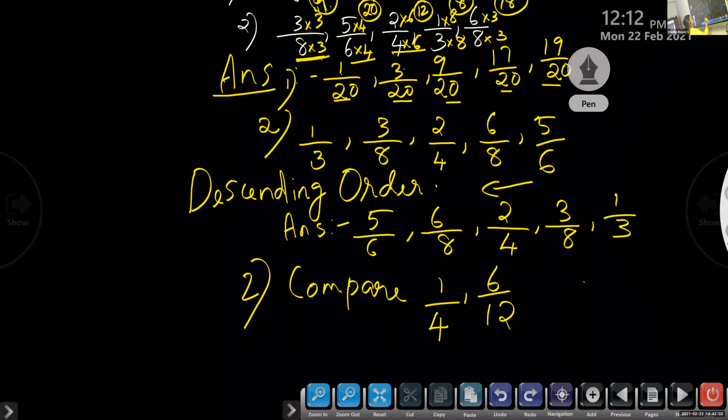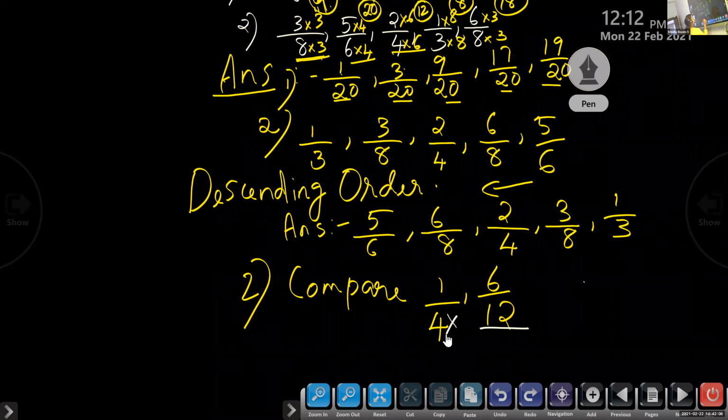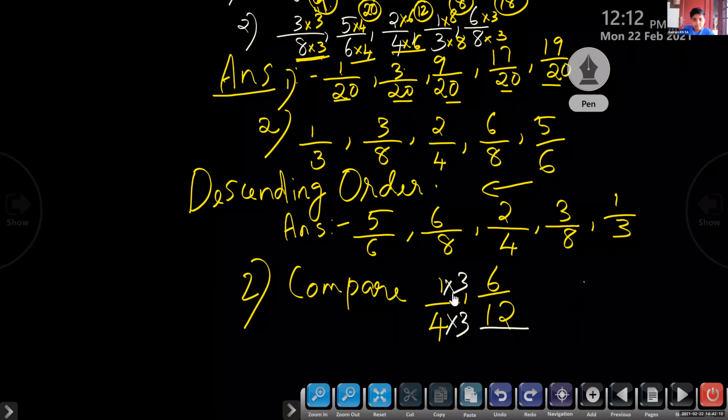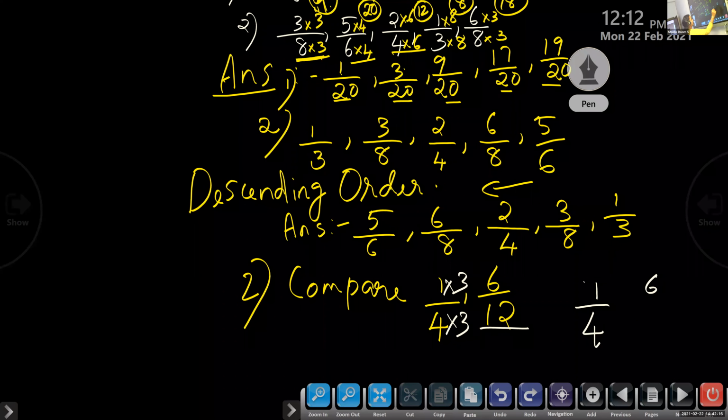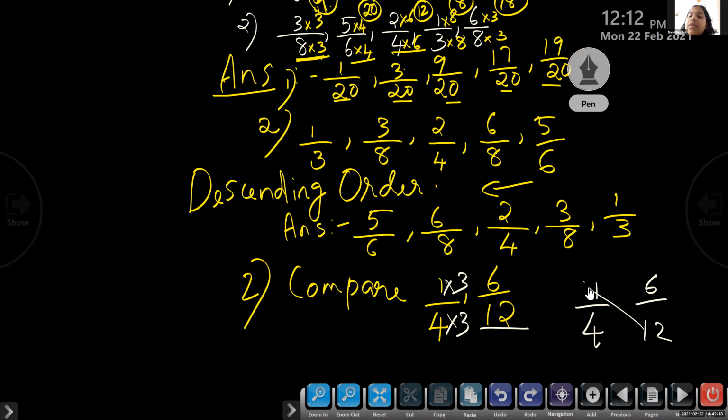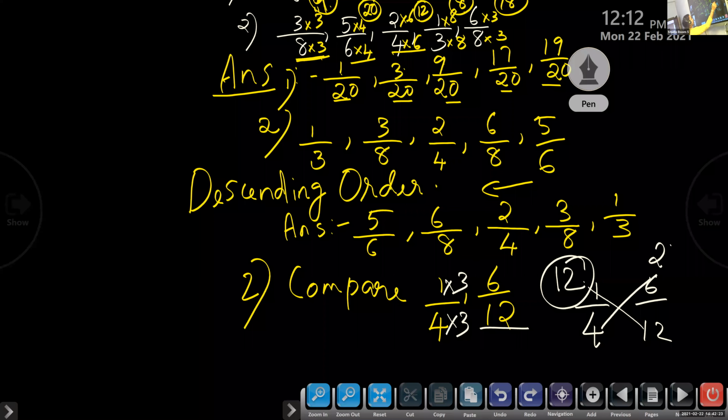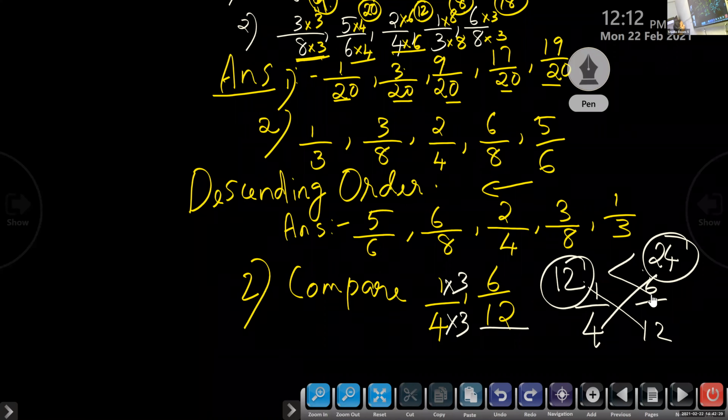Look here, you know this is 12, and how can you make 4 into 12? 4 threes are 12. So 3 by 12 or 6 by 12. Or children, what we have to do? 1 by 4, 6 by 12, cross multiply. 1 into 12 is 12, and 6 into 4 is 24. So which is bigger? 24 is bigger. You can use any method. So which fraction is greater? 6 by 12. Yes, ma'am.